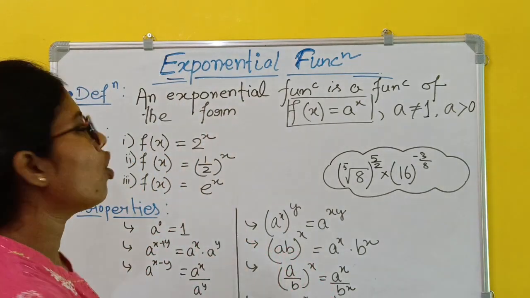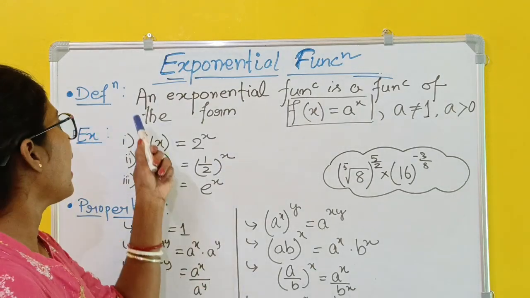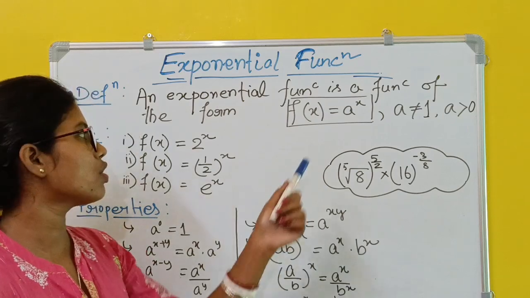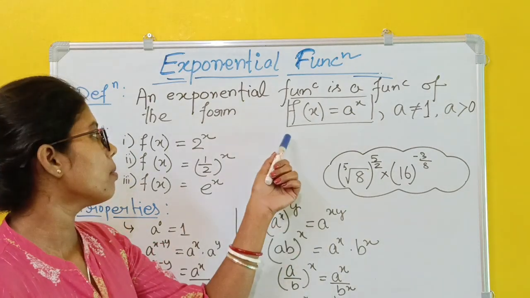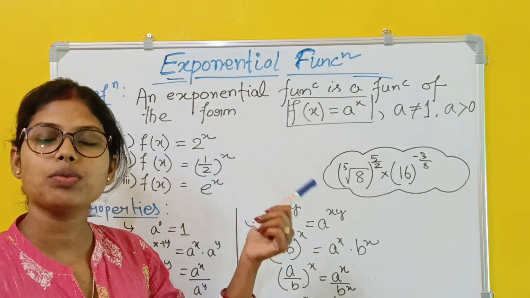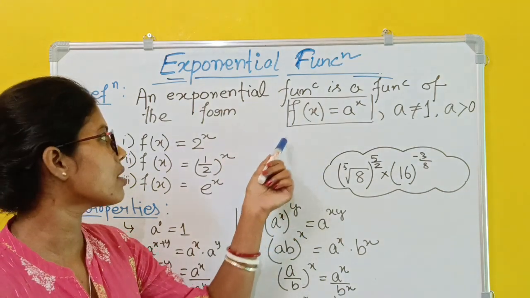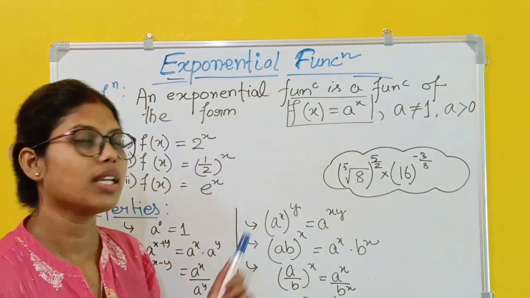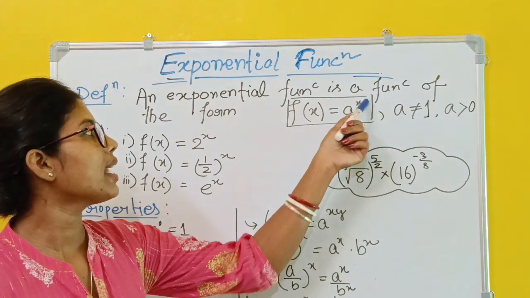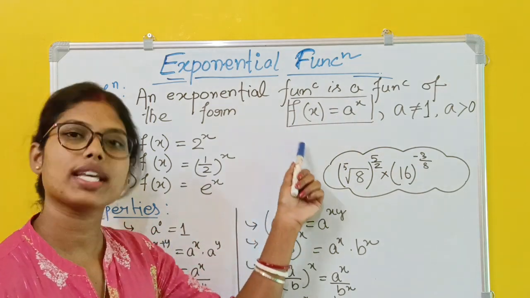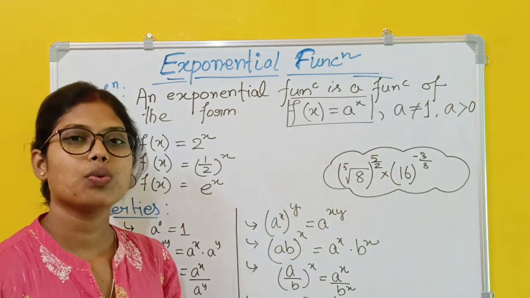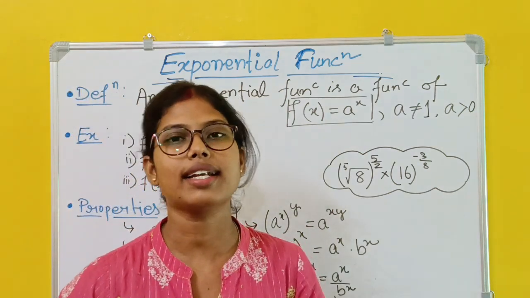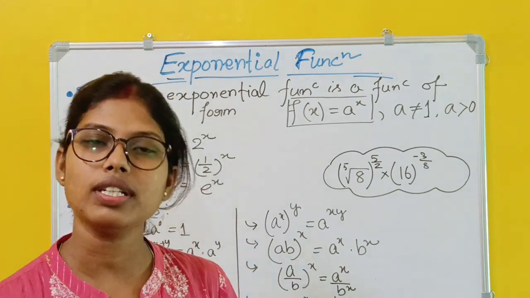So the definition says that an exponential function is a function of the form f of x is equal to a to the power x. When we denote any function, we write f of x, that is a function of x, where f denotes the function and x denotes the variable. Here I am using the variable x, that is why I am writing f of x, that is a to the power x. So whenever any function looks like something to the power of the variable x, that type of function is called an exponential function.